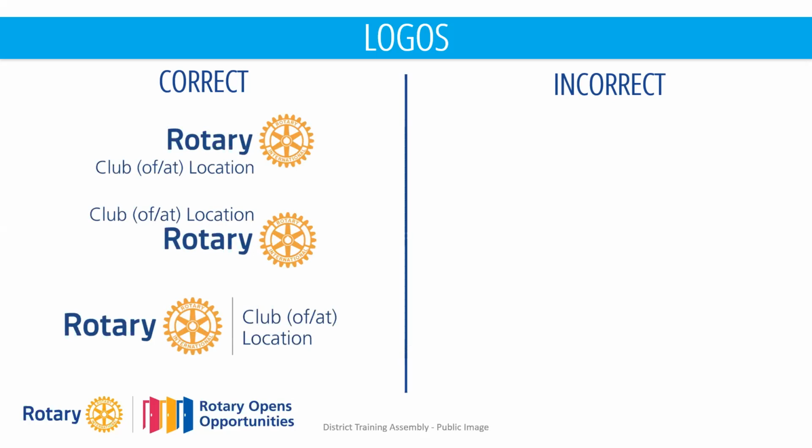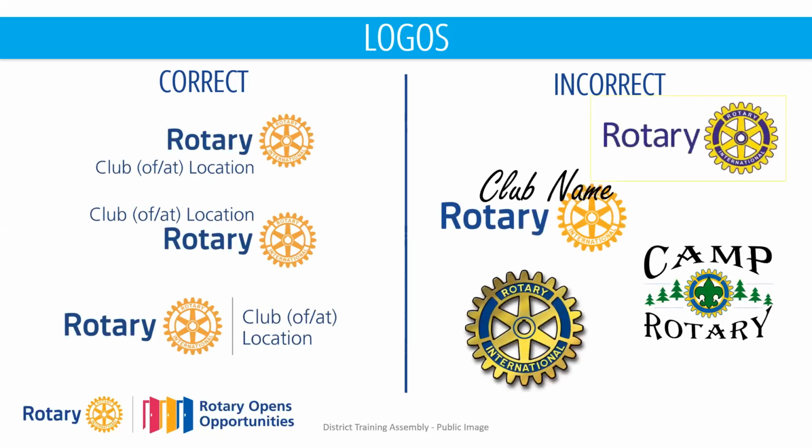My personal project as public image co-lead is to have all of our clubs use the correct branding. Some stats: 40 of our 68 Rotary and Rotaract clubs are still using the incorrect branding. Please do a review of your website, social media, newsletters, and event media to make sure you're using the correct branding. And if you're not sure if it's correct, please contact me. I can help with that.